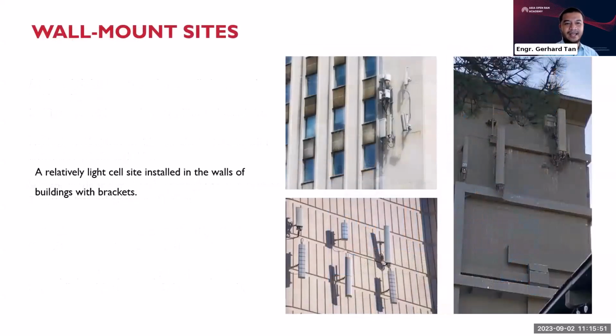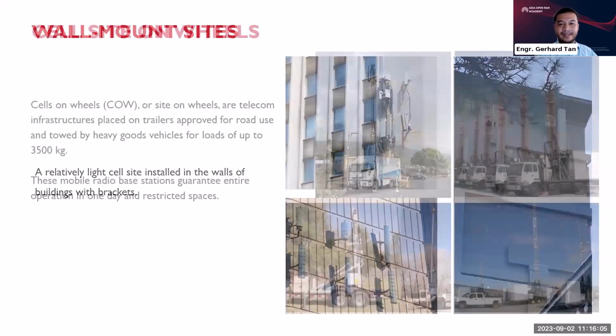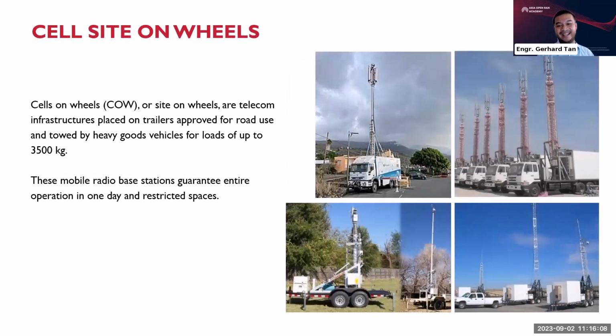Okay, this is the one I cited earlier, the wall mounted or side wall. You put it on a side wall, or you paint it like the building so that it will not look like an eyesore. This one is very obvious. And then cell site on wheels. This is used for event areas, big concert grounds where people gather. During disaster response, this is used to address the need for a site within the area, for a signal to be provided on ground zero.